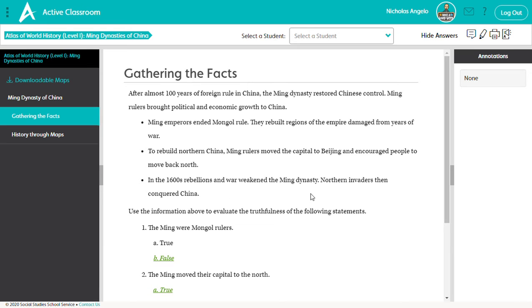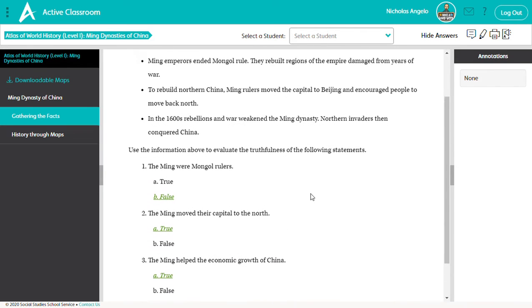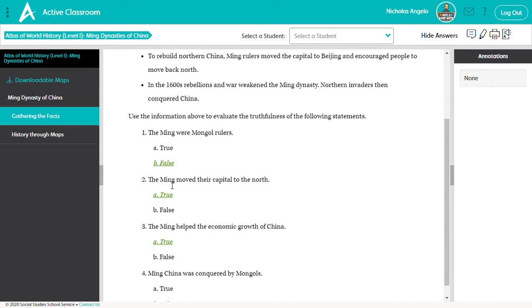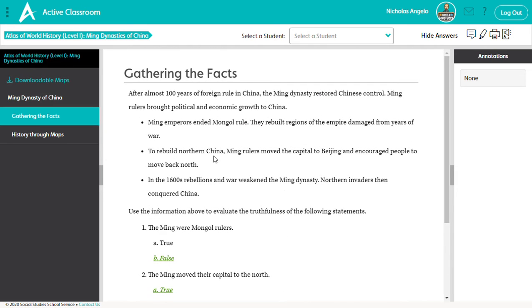Alright, so if we're looking to find out if these statements are true or false, one says the Ming were Mongol rulers. Well, that's false. They were not Mongol. They were the ones that got rid of the Mongols and started a new era in China. Two says the Ming moved their capital to the north. That's true. If you look here, it says they restored Chinese control. To rebuild northern China, they moved their capital to Beijing and encouraged people to move back north.